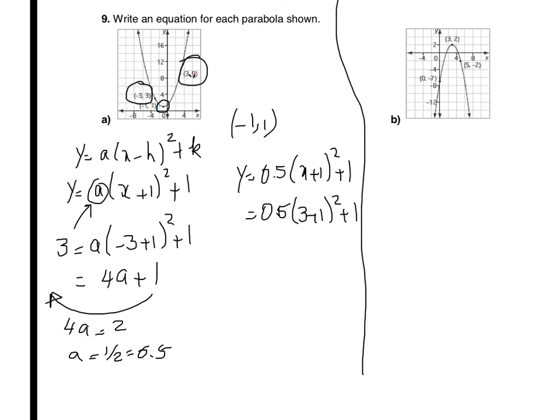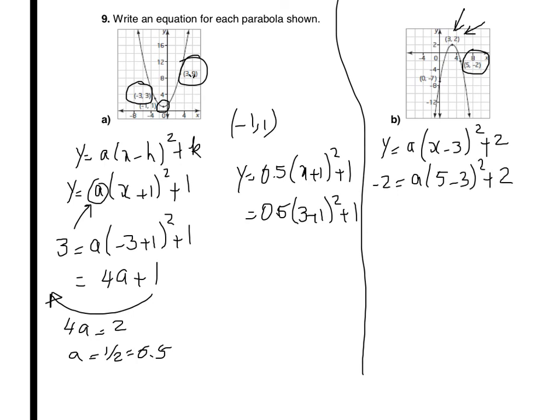Again, the same thing. I'm going to write y is equal to a times x minus h. h is 3 because the vertex, the x coordinate is 3, so x minus 3 squared, plus k. k is 2 because the vertex, again, the y coordinate is 2. Now to find a, I'm going to pick another point. Let's say the point is 5 and negative 2. So I'm going to say negative 2 is equal to a times 5 minus 3 squared plus 2.